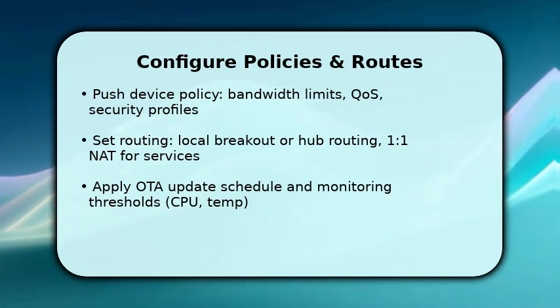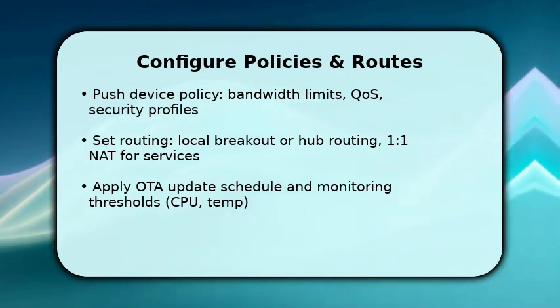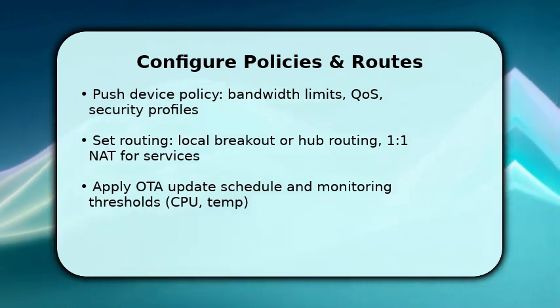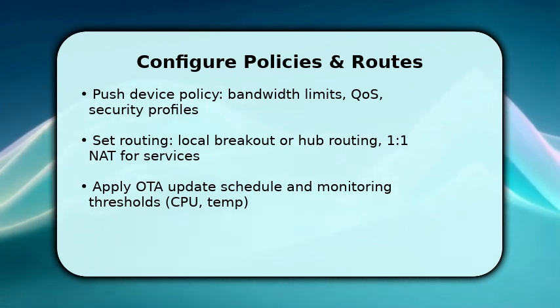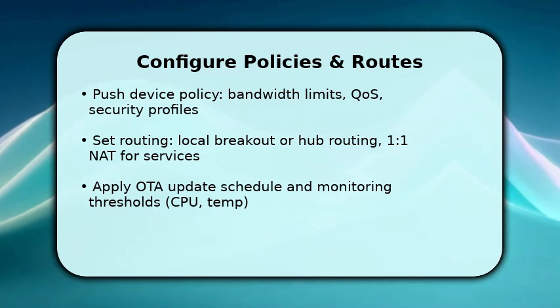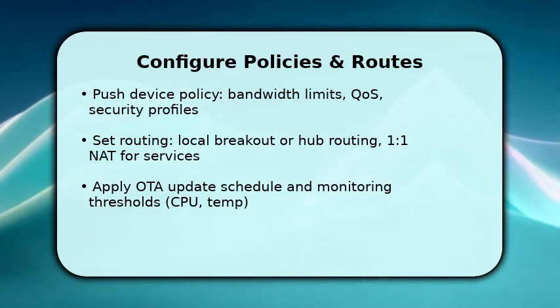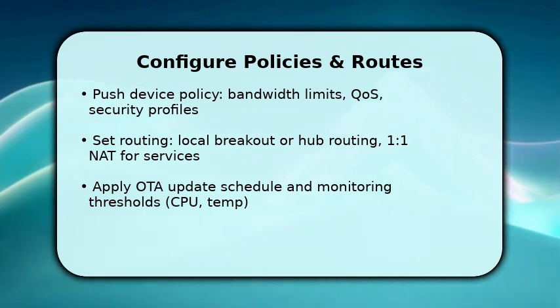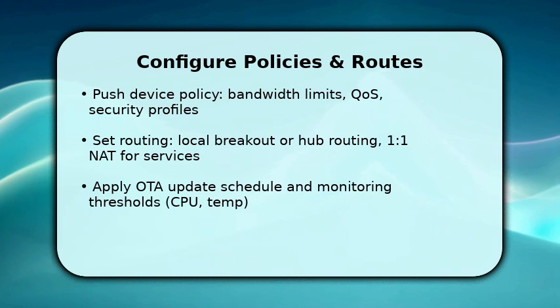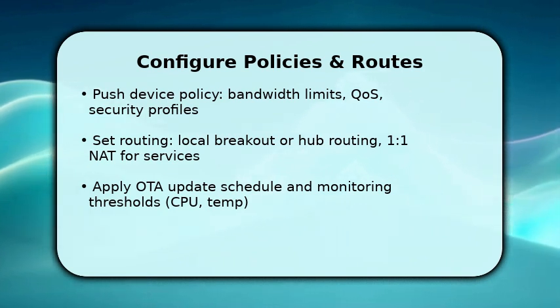Then set routing, choose local breakout for latency-sensitive apps or hub routing for central inspection, and configure 1:1 NAT when exposing services. After that, schedule OTA updates during low-use windows and set monitoring thresholds for CPU, memory, and temperature so alerts are meaningful. These steps ensure predictable behavior and safe rollout across the fleet.